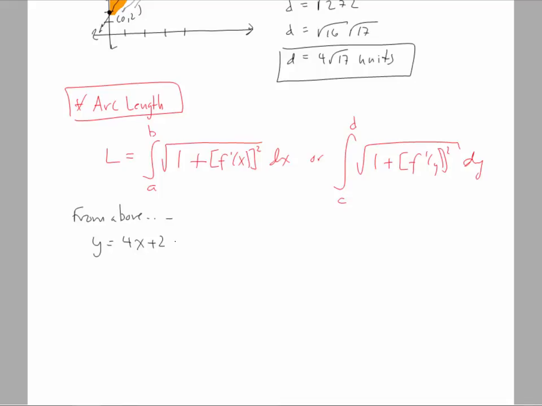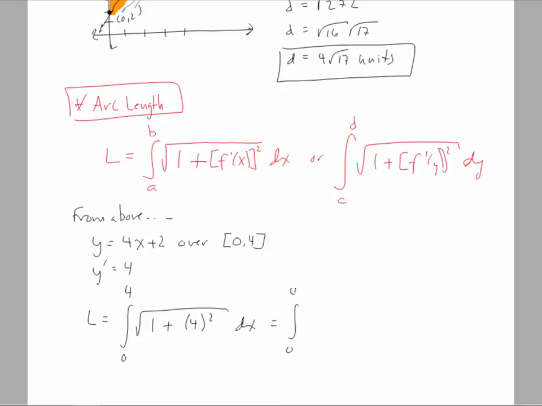And we're using this over the interval 0 to 4. Now if you look at this formula, the important thing that we need to find here is the derivative. So y prime is equal to 4. It's a prime mark. So now I can plug that into my length formula. Length is the integral from 0 to 4 in this case, square root of 1 plus the derivative, which is 4 squared, dx.